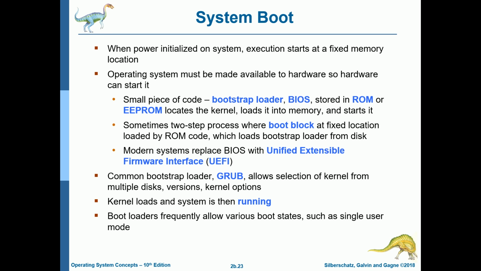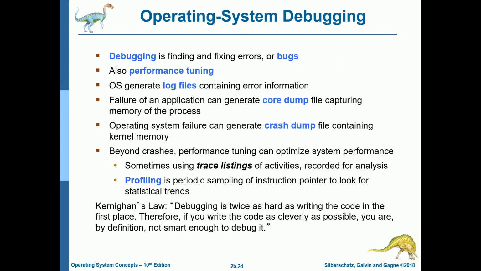Now, going beyond that, we have already mentioned debugging from time to time, but now let's take a closer look at debugging an operating system. Broadly, debugging is the activity of finding and fixing errors in a system, both in the software and also in the hardware. Performance problems are considered to be bugs as well, so debugging can also include performance tuning, which seeks to improve performance by removing process bottlenecks.